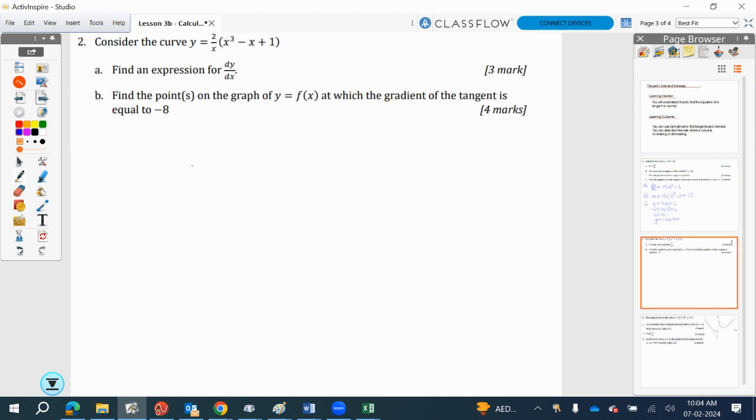All right. Have a go at this one. This one is a bit harder. Look at the function. You can't differentiate this function yet. What do you have to do before we differentiate? Expand. You have to expand the bracket first, then find the derivative.